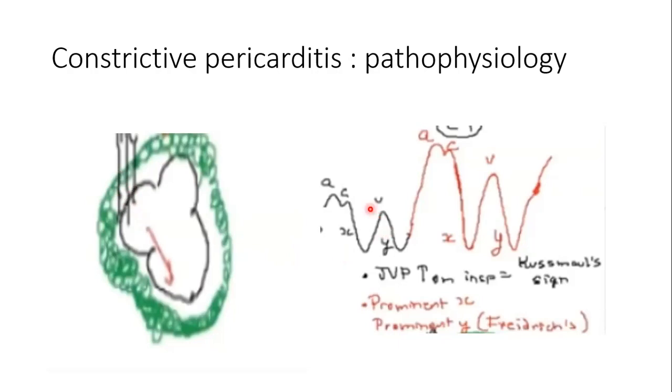So still going back to the venous tracing. The A is for atrial contraction. The C is for the closure of the tricuspid. The V is for venous filling on top, as it were, of a closed tricuspid. So in constrictive pericarditis, we tend to actually have a prominent X descent and a prominent Y descent. The X descent is due to relaxation of the atrium, and the Y descent is due to opening of the tricuspid valve.